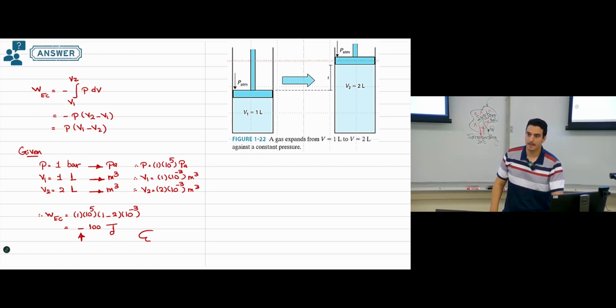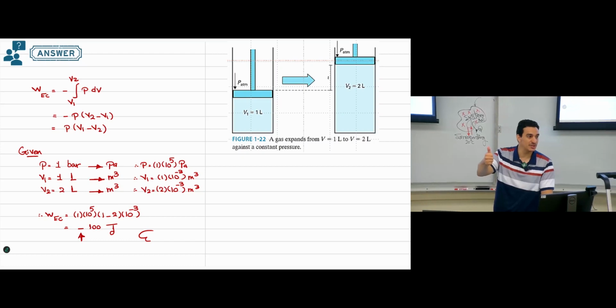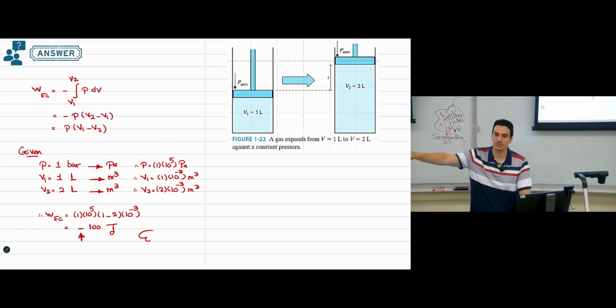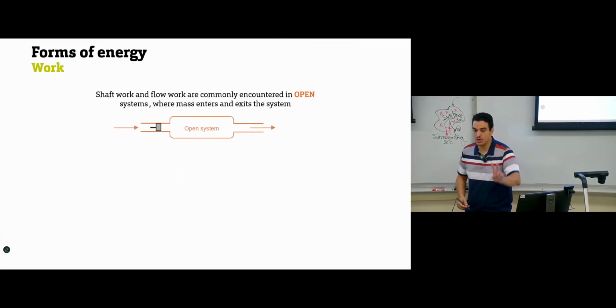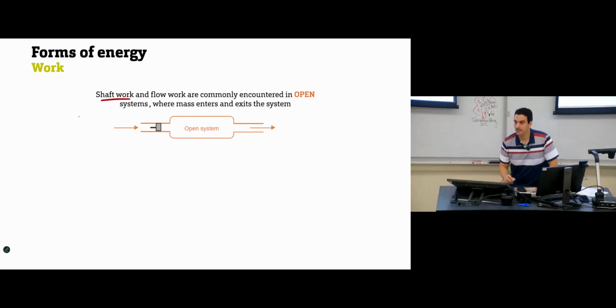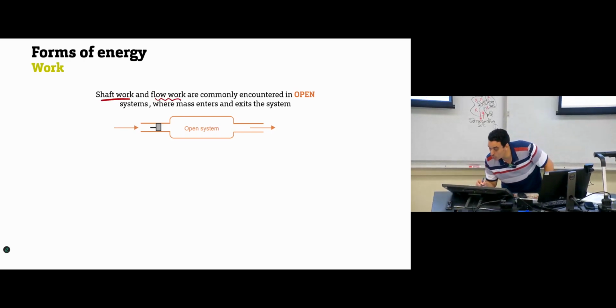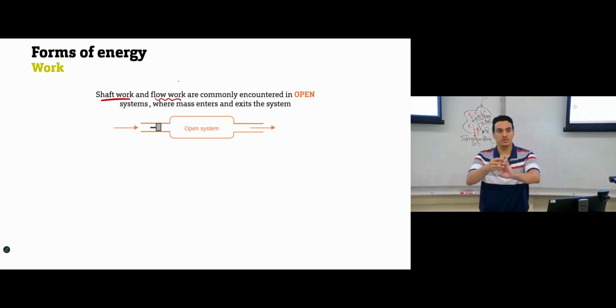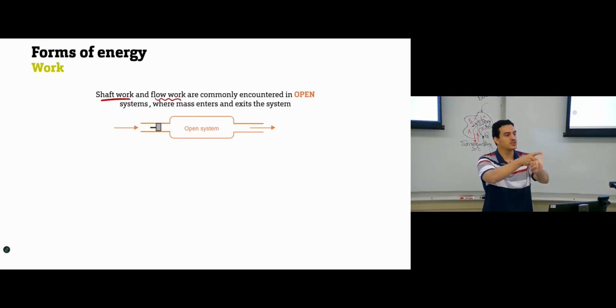Clear? Okay. So this is the first type of work, work of expansion contraction, and this happens in closed or open systems? Closed systems. So what if we have an open system? If you have an open system, you have two other types of work. You have something called shaft work, and you have something called flow work. So now in total we have three types of work. Work of expansion contraction is for closed systems. We have shaft work and flow work, these are for open systems.